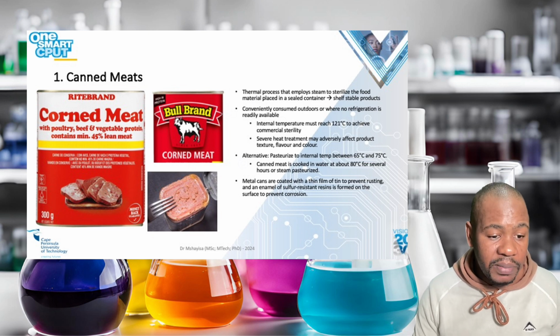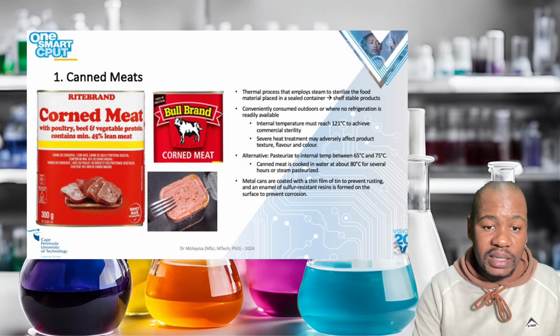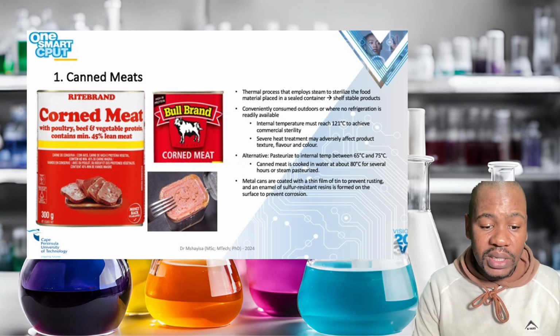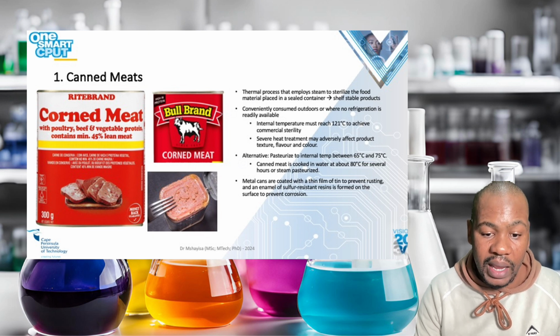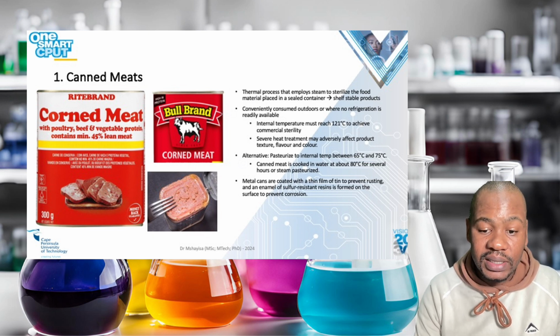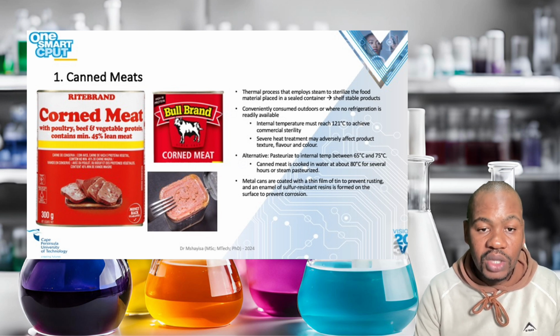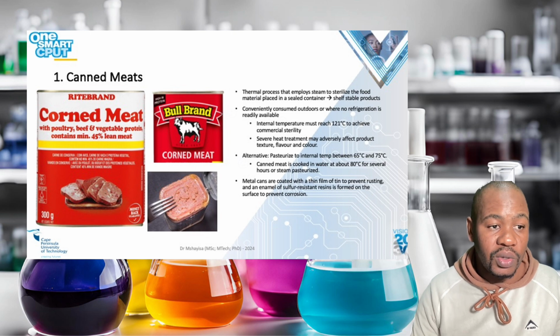So in order to keep these canned meats safe and fresh, as I've said, they are packaged in metal cans. These metal cans should be coated with a thin film of tin to prevent rusting. And additionally, an enamel which is made of sulfur-resistant resins should be applied to prevent corrosion. So then now you have this dual layer of protection to ensure that the canned meat stays in top condition.